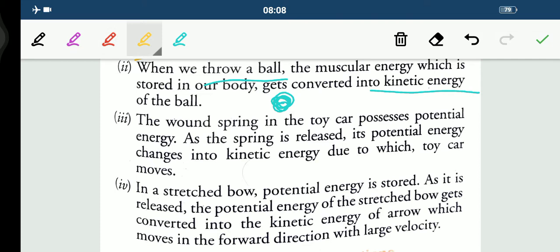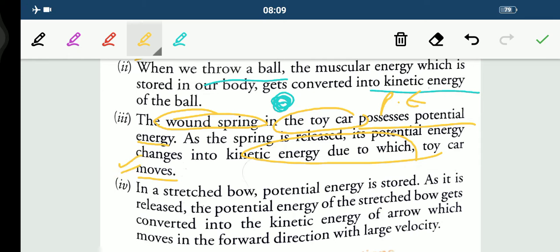Similarly children, you can give many more examples related to this transformation of energy. One more example could be the wound spring. Yesterday I was discussing with you the wound spring that is present in your watch. It is also present in the toy car. This wound spring also possesses potential energy due to its position. Now, as the spring is released, its potential energy changes into kinetic energy, due to which the toy car moves.